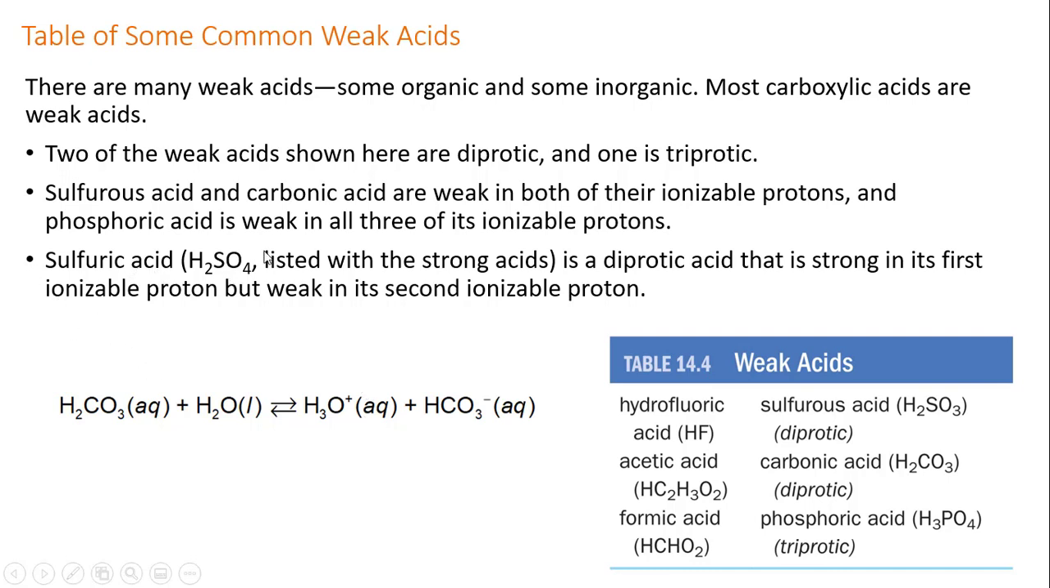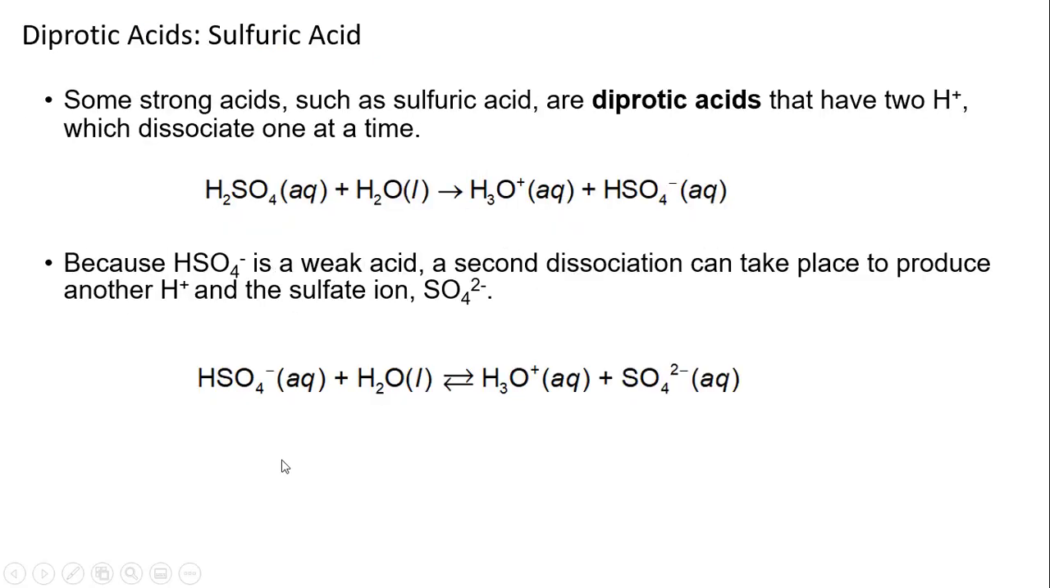And sulfuric acid, this is what I was talking about, is diprotic, but only the first proton is considered strong. After that, the second one is weak. And here's my example. So here is the first one. It loses the first hydrogen, and now we have bisulfate or hydrogen sulfate, however you want to call this. And this now is a weak acid.